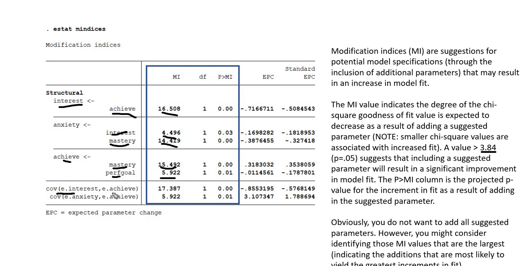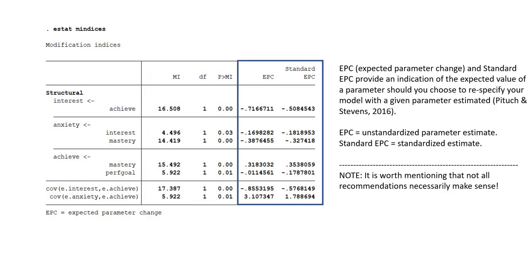Down here, these are possible error covariances. So basically the covariance between the residuals for interest and achievement right here, and then the covariance between anxiety and achievement right there. So that's what those are. And then the last couple of columns, the EPC and standard EPC, these are expected parameter values should you choose to respecify your model with a given parameter being estimated.